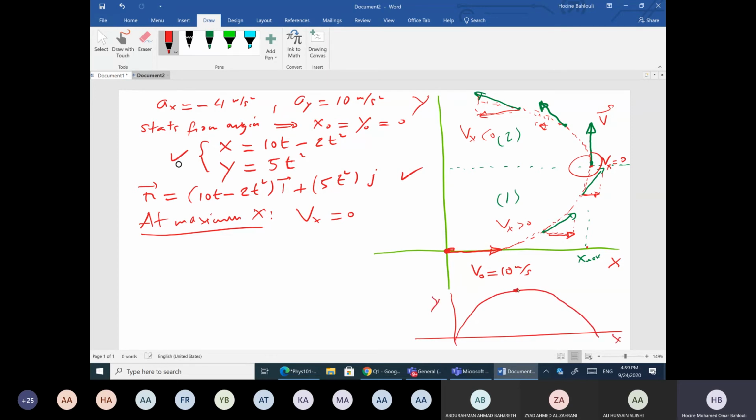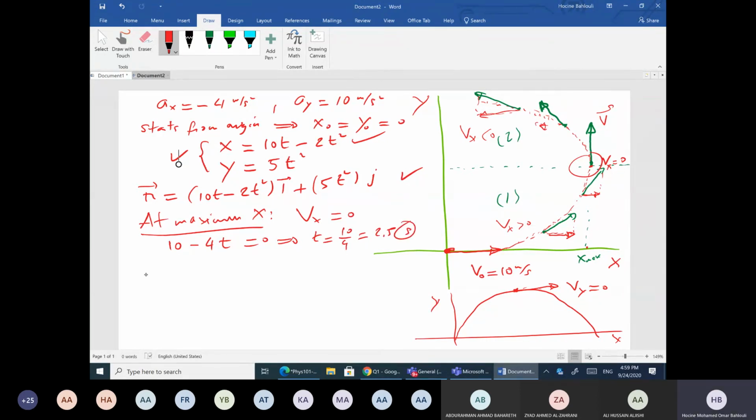What did we say in a projectile? At this point the velocity is tangent, horizontal, and therefore vy equals zero. Here it is reversed: what was y became x. That's why we have vx equal to zero. You take the derivative of x, which is 10 minus 4t, and set it to zero, and you get t equals 10 divided by 4, which is 2.5 seconds.